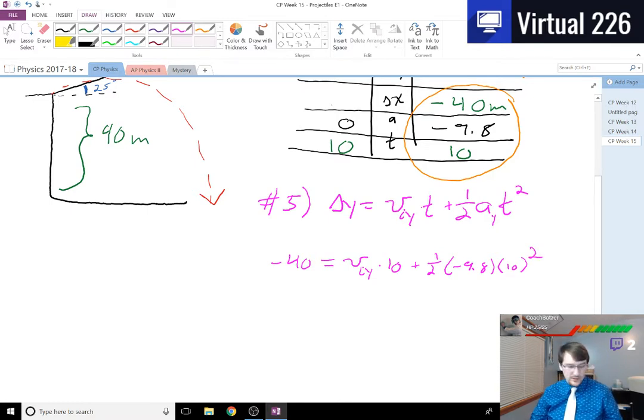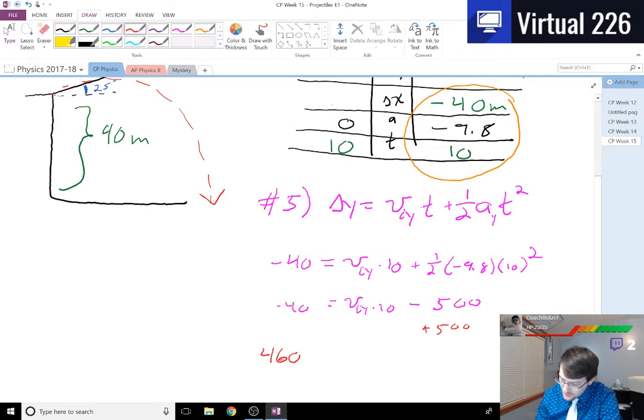Now I gotta solve this. Okay, whatever, let's do it. If we take 10 squared, that's 100. Half of 100 is 50. 50 times negative 10-ish is about negative 500. This is VIY times 10 equals negative 40. I add 500 over to the other side. So adding 500 gives me 460 over here. 500 plus negative 40 equals VIY times 10.